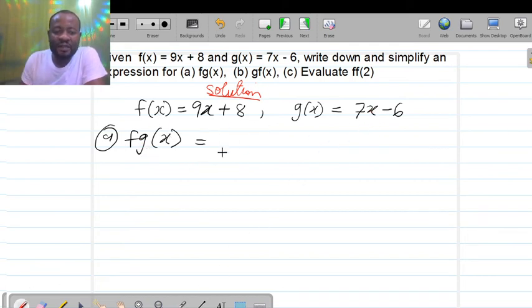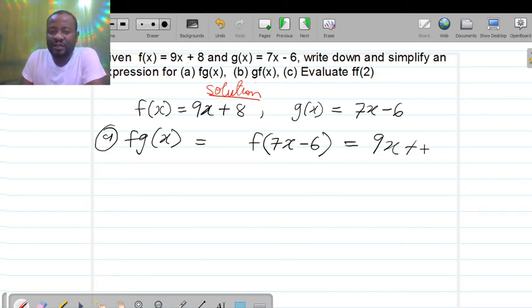So this will now be f of 7x minus 6, which is equal to this, because my f of x is 9x plus 8. Anywhere I come across x, I'll replace it with this 7x minus 6. So this will now be 9 into (7x minus 6), then plus 8.